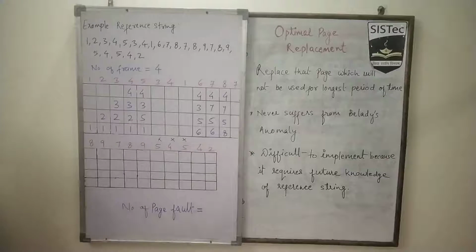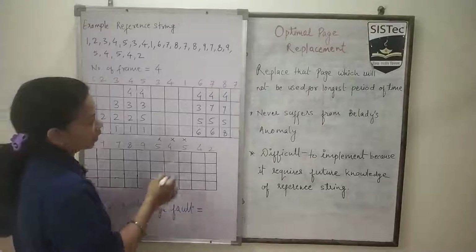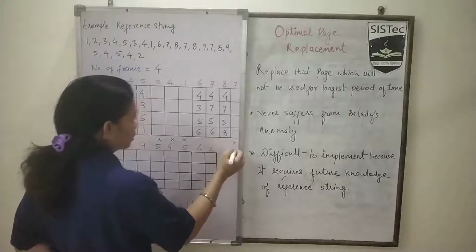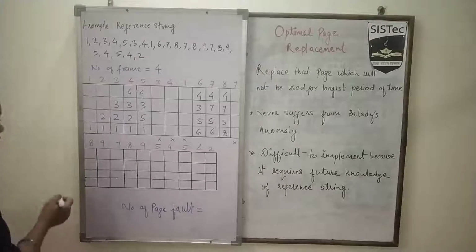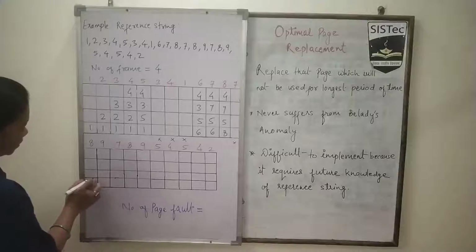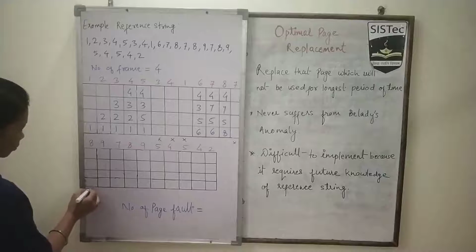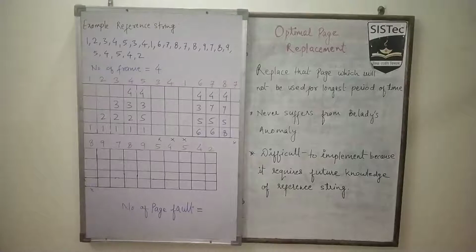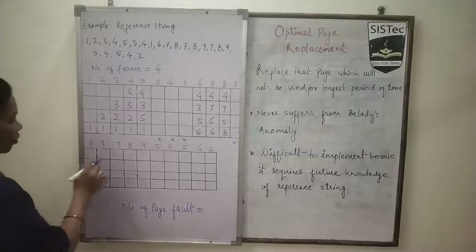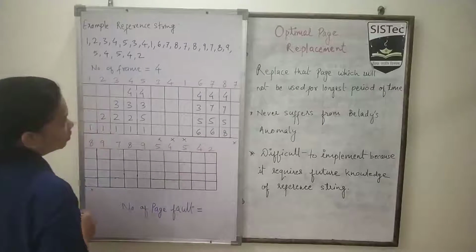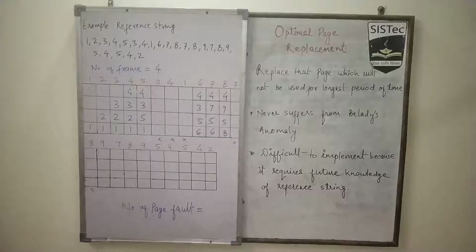Right. Now the next request is 7, which is already in the frame. No need to do anything. Next request is page number 8, which is also in the frame. So nothing to do. Right. Now the next request is 9. 9 is not in the frame. So we need to replace some page from the frame so that we can allocate page number 9.